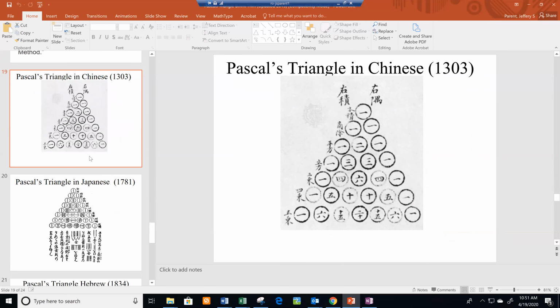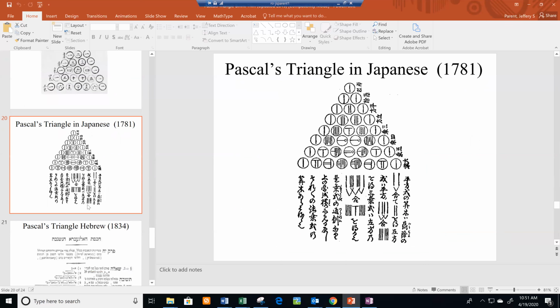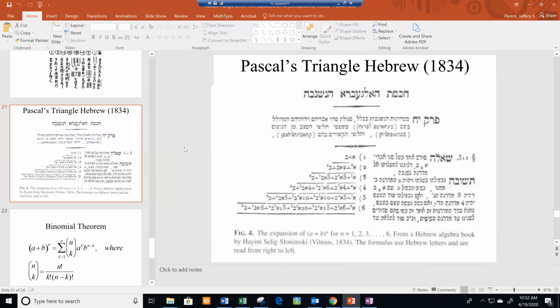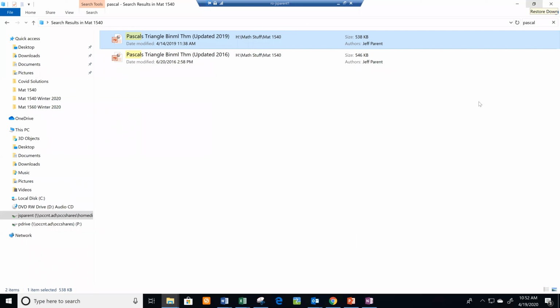But this was known a lot before Pascal ever wrote it. So back in 1303, in this text, it says Pascal's method was the old method. Here's Pascal's triangle in Japanese, and in Hebrew. So lots of cool things about Pascal's triangle. Well, let me finish up with one last one here.